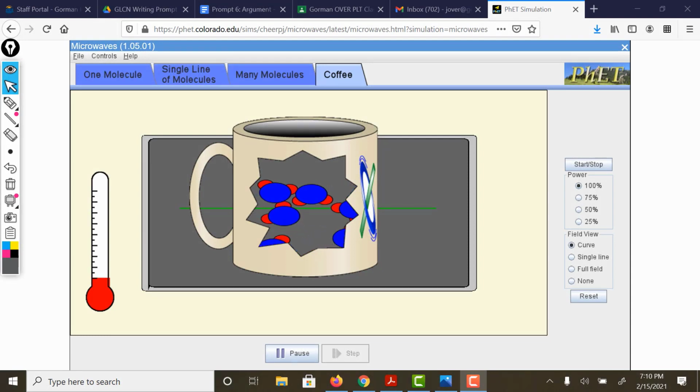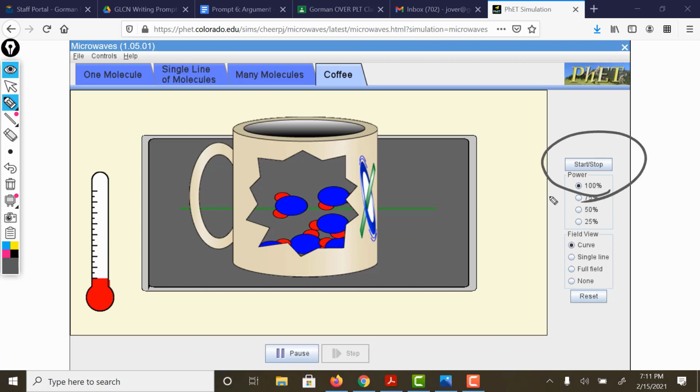So here we have a cup of coffee. It's in the microwave right now. You'll notice that there are some molecules in it. They're moving, but they're not really moving much, right? It's room temperature.